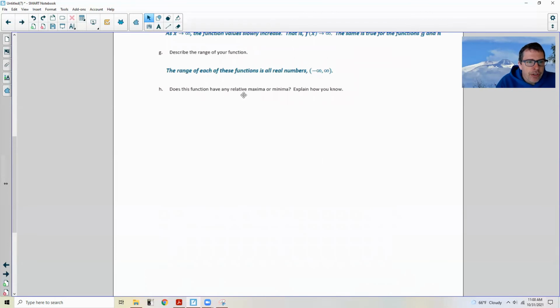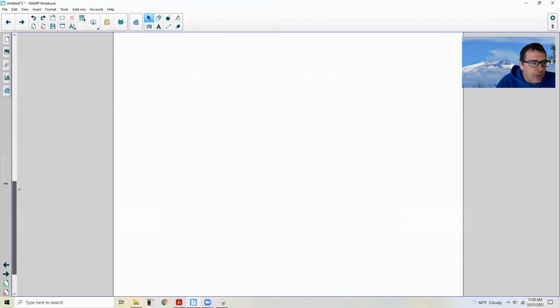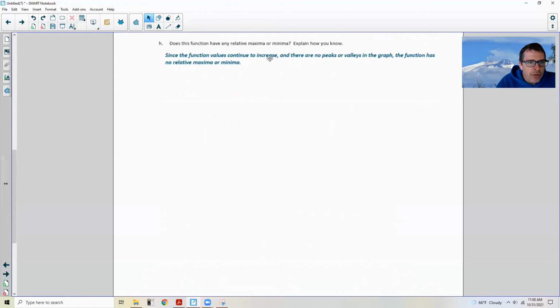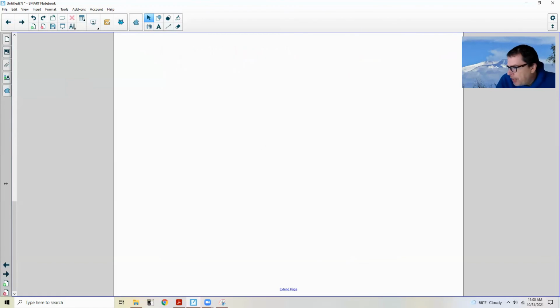Part H, does the function have any relative maxima or minima? And explain how you know. Well, a relative max means it's going to go up to a certain point, stop, and then come down. Or minima, it's going to go down to a certain point, turn and come back up, and it doesn't go any lower. Well, if we're going to negative infinity and positive infinity, that can't happen. So since the function values continue to increase and there are no peaks or valleys in the graph, the function has no relative maxima or minima. It's a continuous growth function. As x increases, y is increasing, always. Okay, and that was the last question on that page.